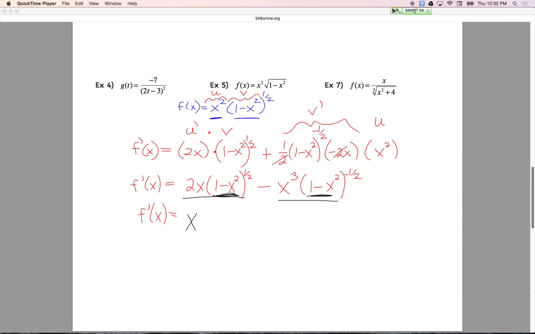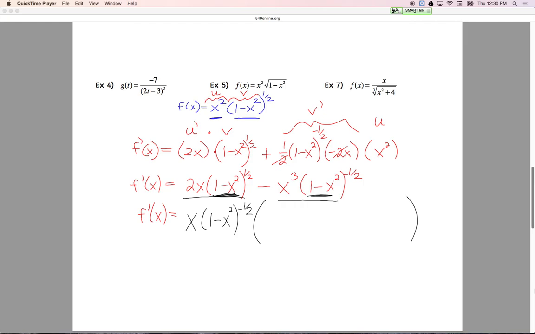So yes, they have a (1 - x^2) in common, but I'm going to take the one that has the smallest exponent. And then what I'm going to have left is a bunch of stuff. So what does that positive 1/2 power equal? Okay, here's what you do. You take that GCF, the greatest common factor, and you divide each part by it.